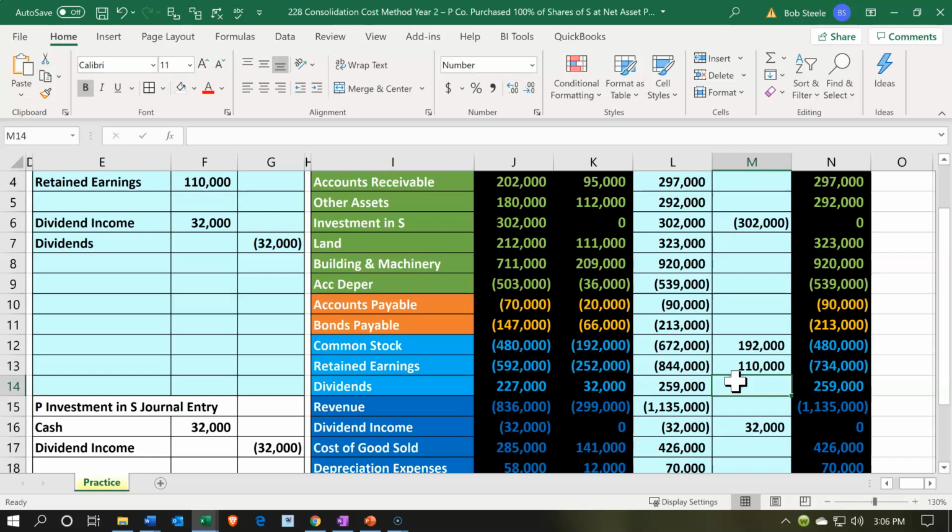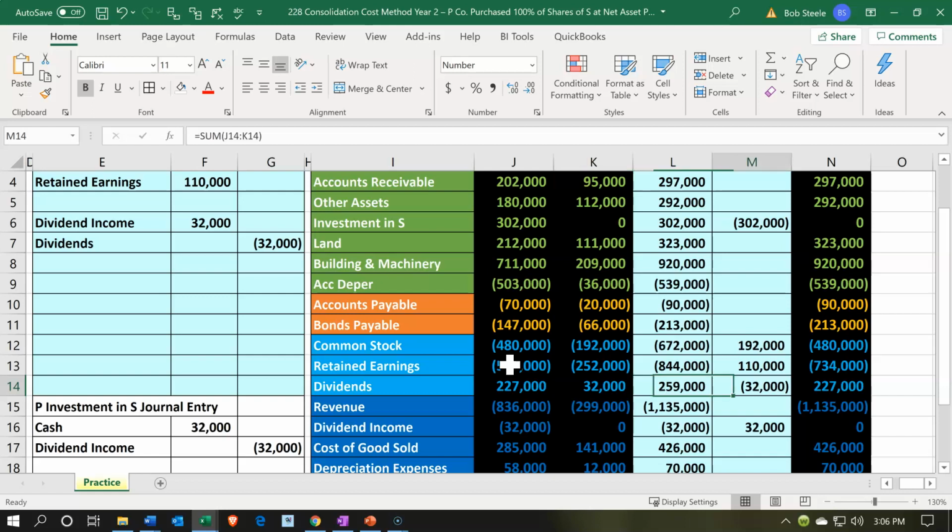We're going to be over here in cell M14 and say equals, and then we'll record that 32,000. So there it is once again. Here's P's dividends that went out to third parties. That's not an intercompany transaction. There's S's dividends that went all 100% to P.